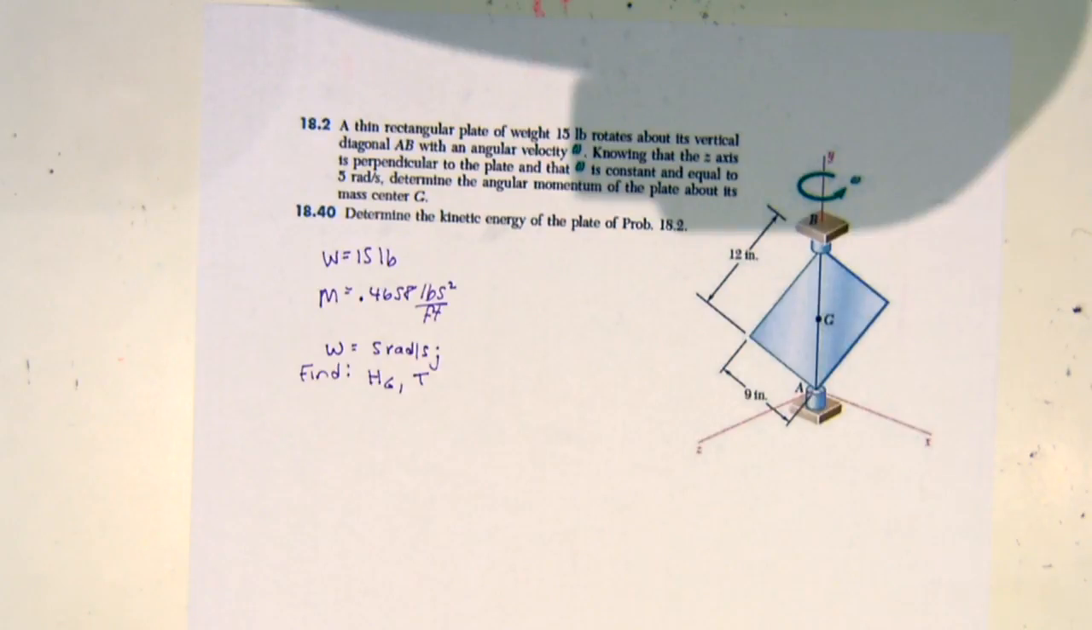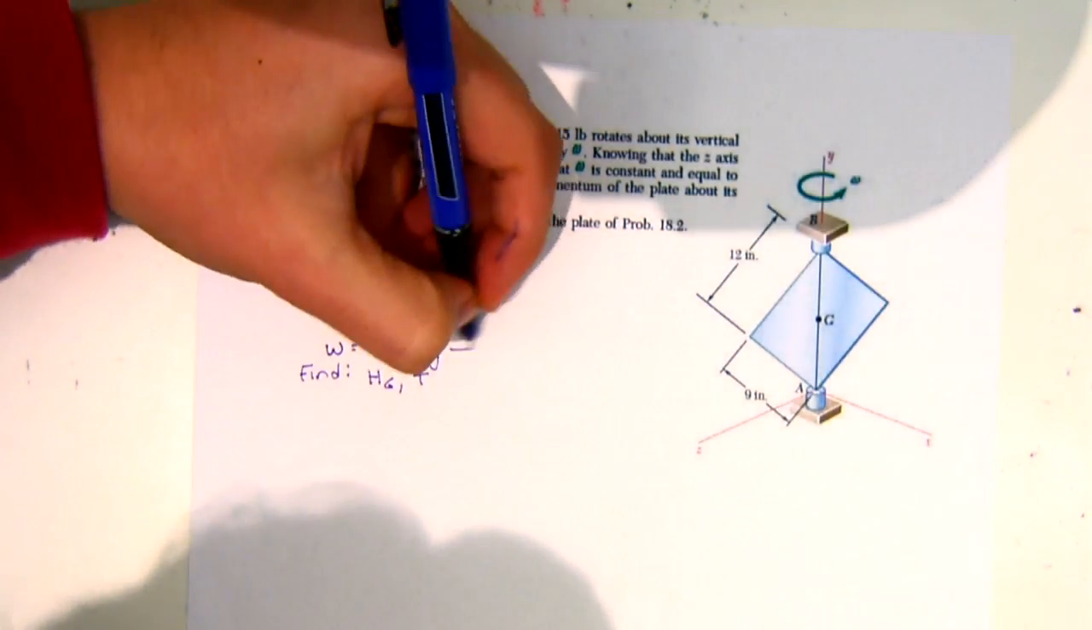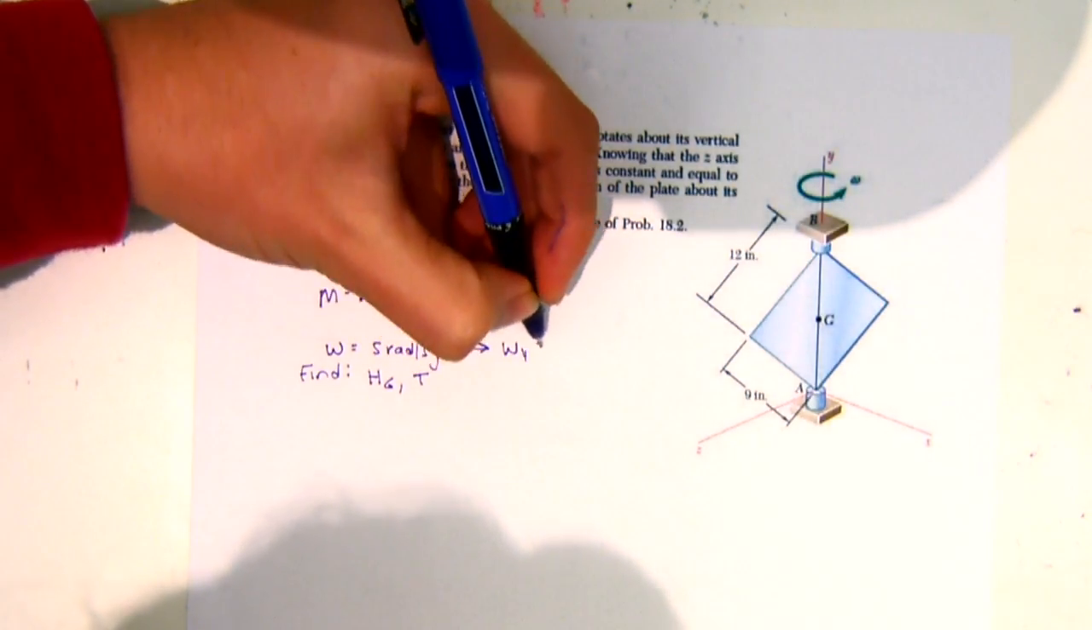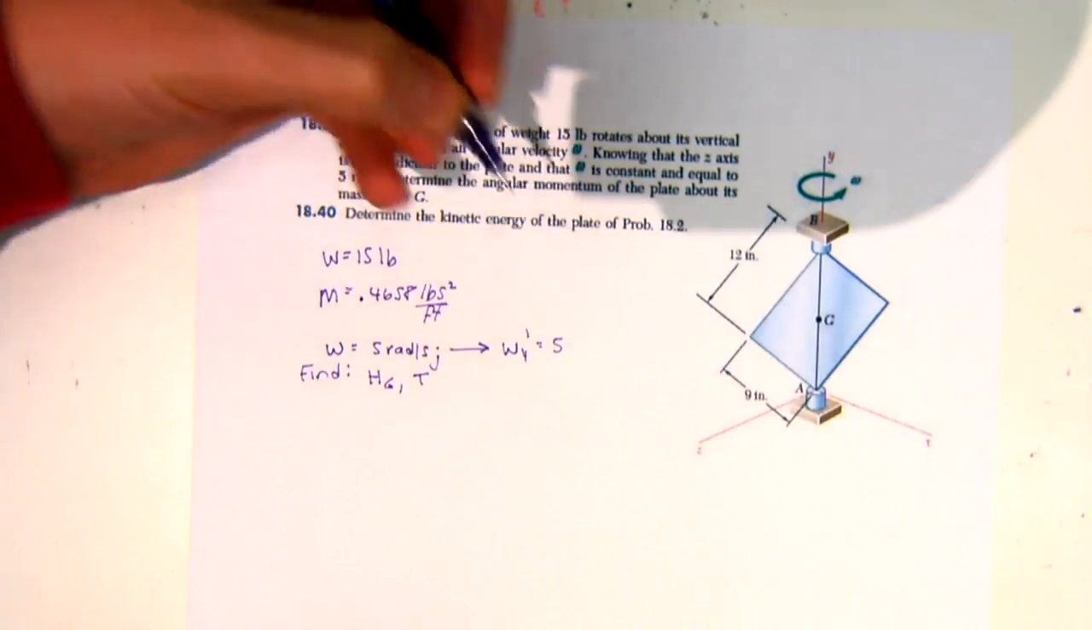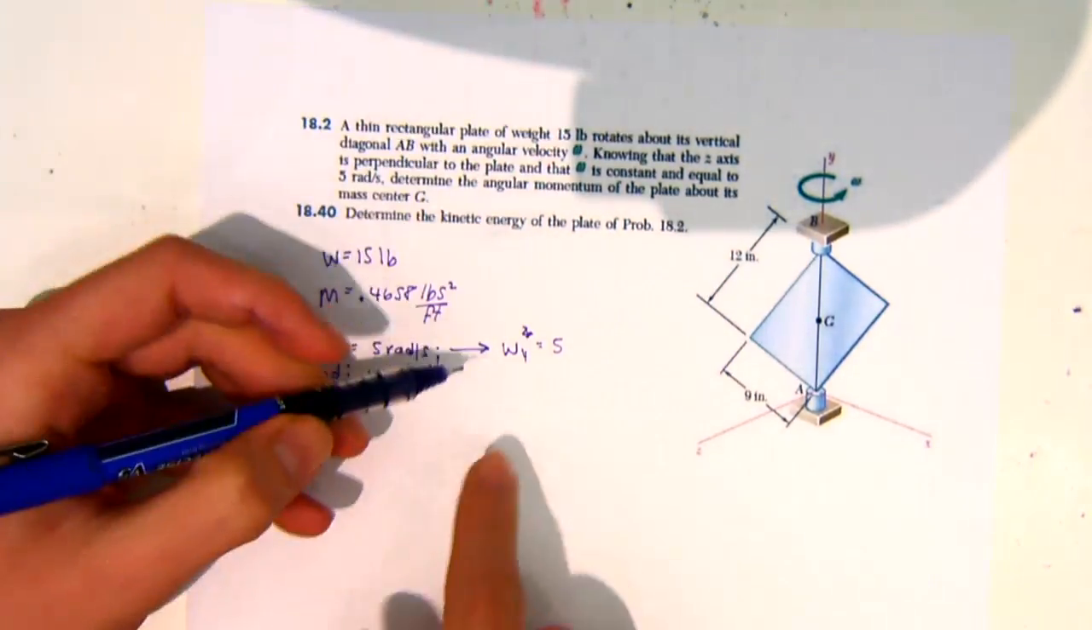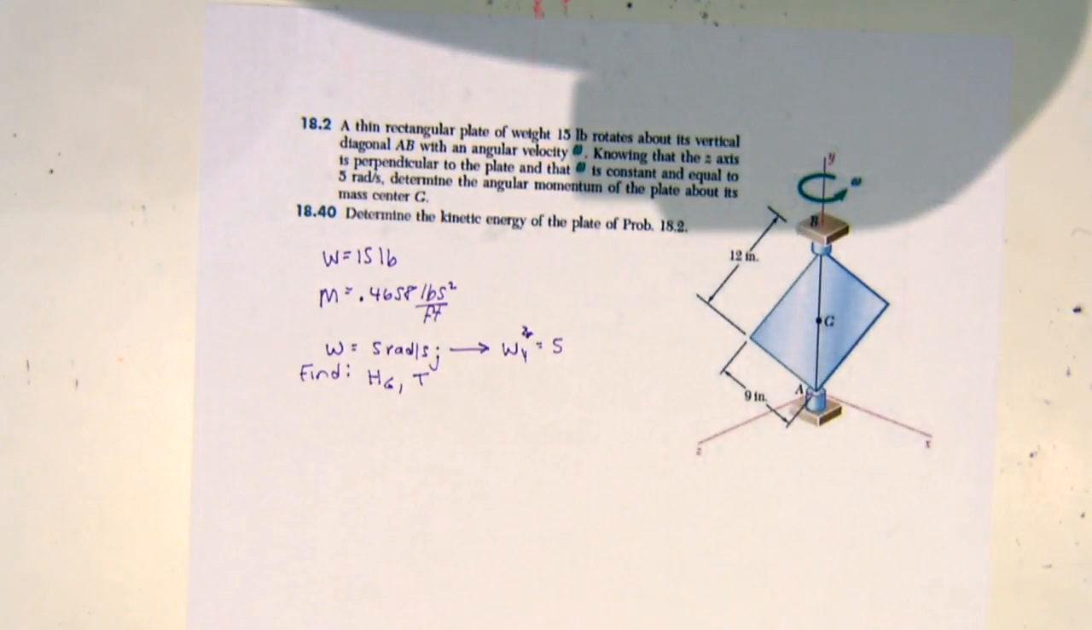So for this one, we're going to use principal axes. I'm going to use J. So you could just say that omega y is equal to 5. Or I would just leave that as omega y. And you'll see why in a minute.